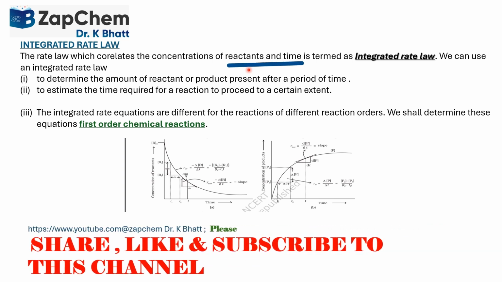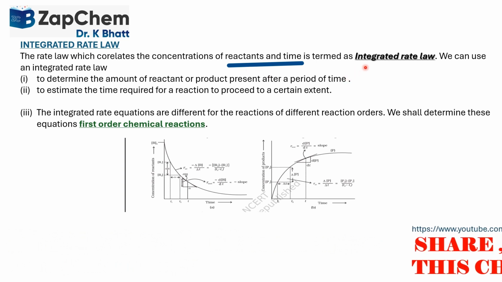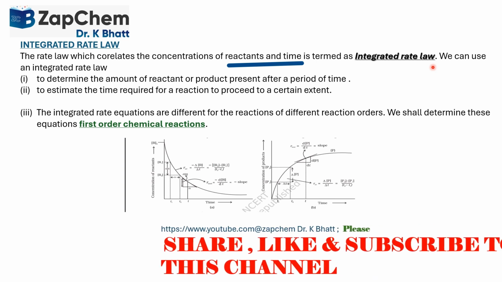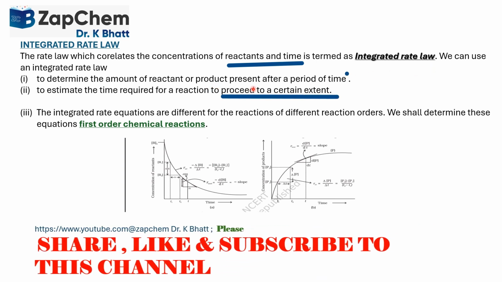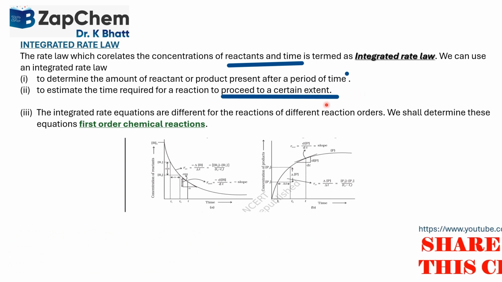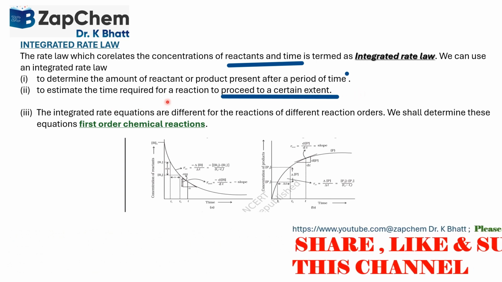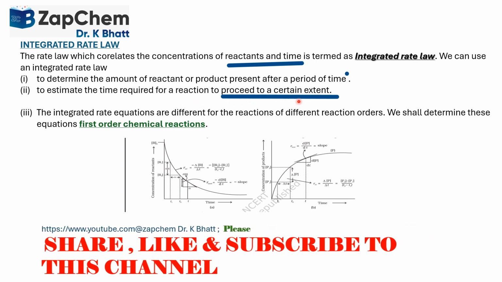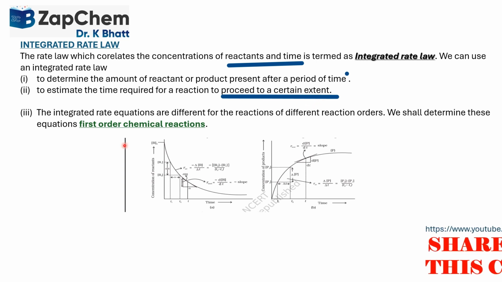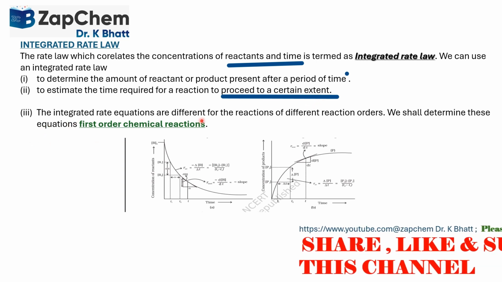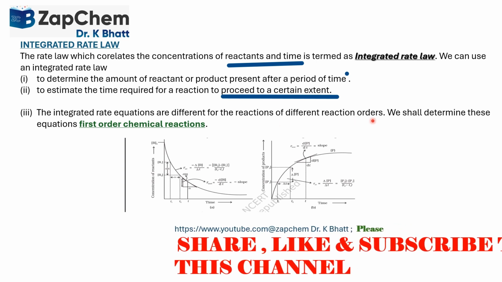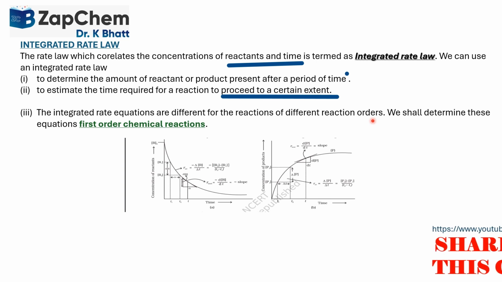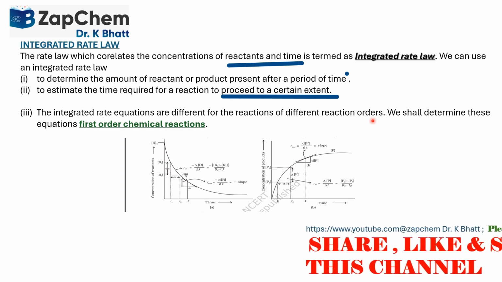Concentration of the reactant at a particular unit of time is given by integrated rate law. And this also determines the product present after a particular instant of time, or this helps us to estimate the time required for reaction to proceed to a certain extent. Now, the integrated rate equation for different reaction orders. Whether the reaction is first order, second order, or zero order, the equation depends on the type of reaction.